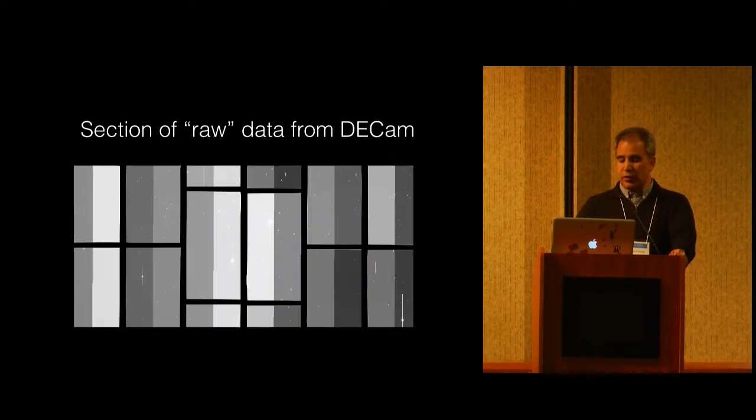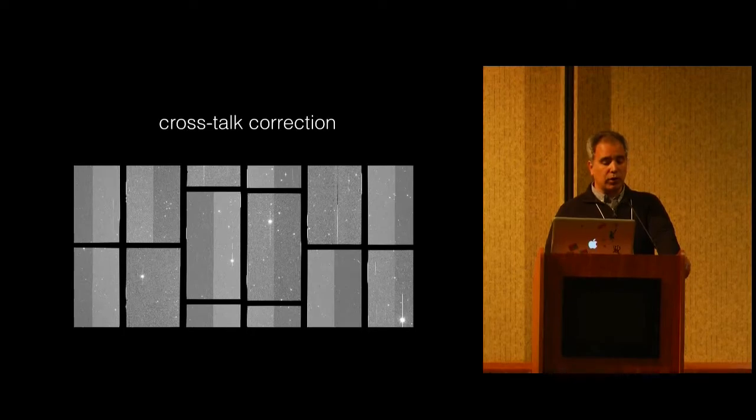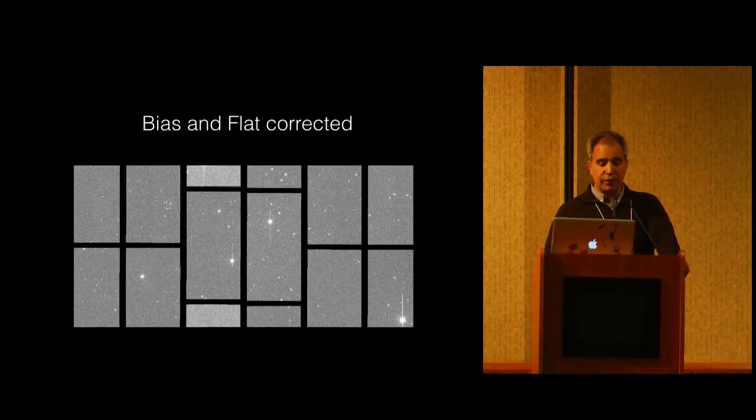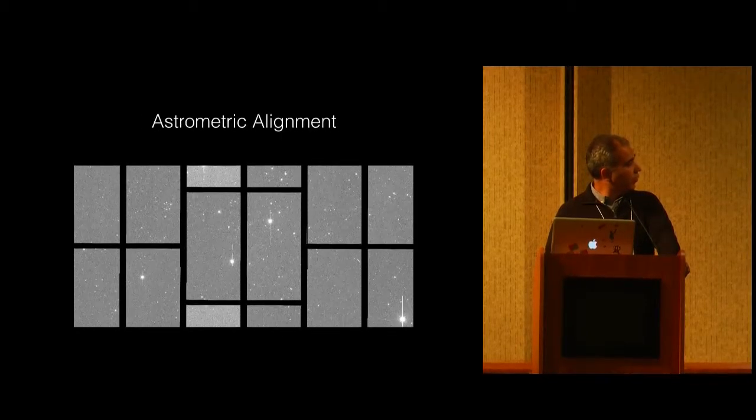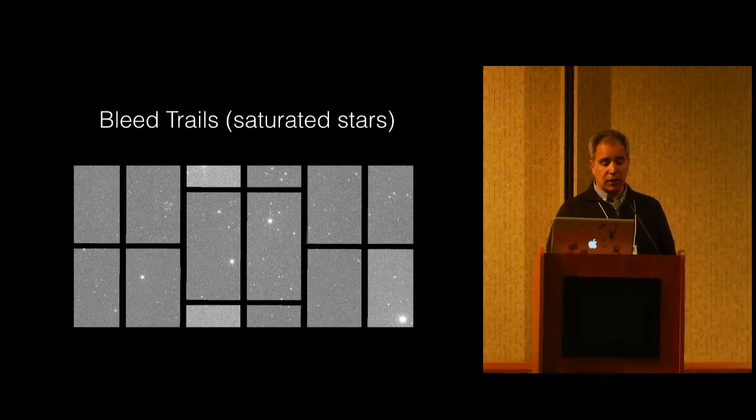So this is actually how it starts. This is just a section of DECam, the Dark Energy Camera, and that's how the data looks. It's full of instrumental signatures that we need to remove. We do what we call crosstalk correction. We do flat fields, and in the next step, you're going to see how we do the astrometric alignment. We align all of the stars and galaxies to a reference frame because we need to have them perfectly aligned in astrometry in order to co-add them and build up depth by observing these fields many times. So we do the astrometric alignment. We remove bleed trails from the saturated stars.